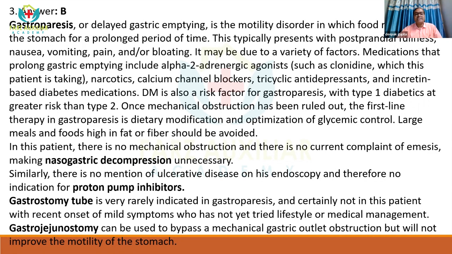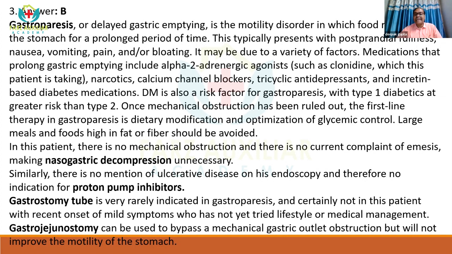Now, in this patient, ruling out other options. What four other options were given? First, in this patient there is no mechanical obstruction and there is no current complaint of emesis, so nasogastric decompression is unnecessary in this patient. Second was PPI. How did we rule it out? There is no ulcerative disease on his endoscopy and therefore no indication for PPI.